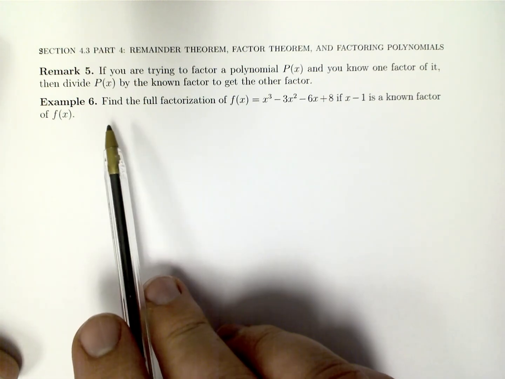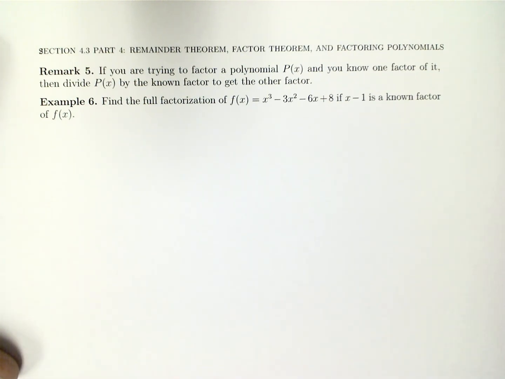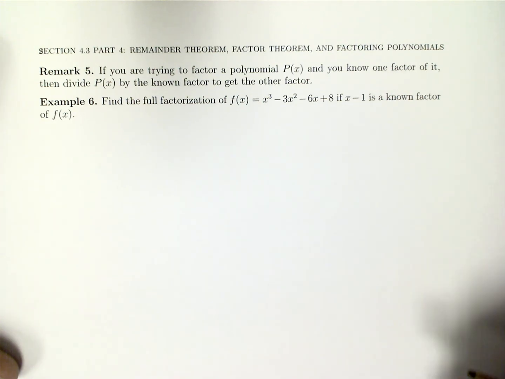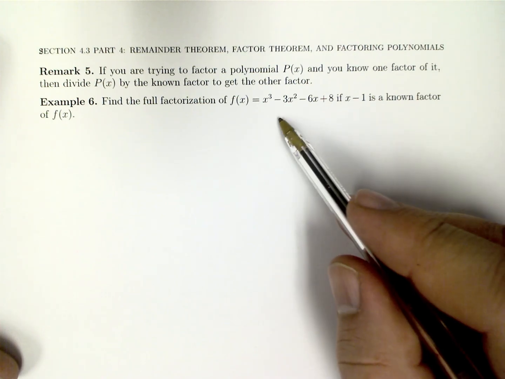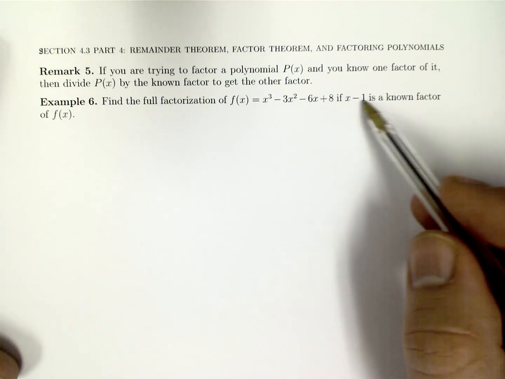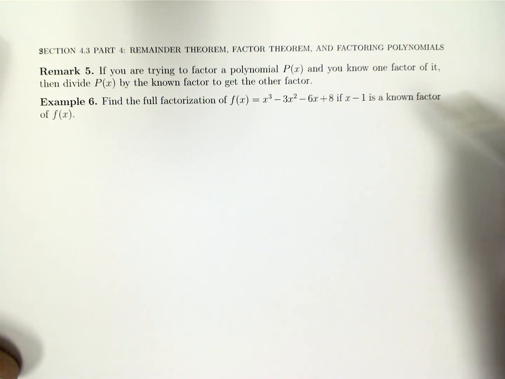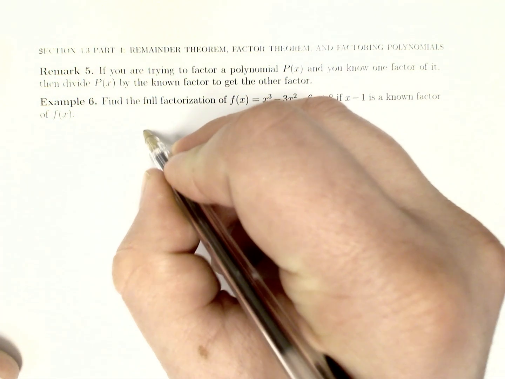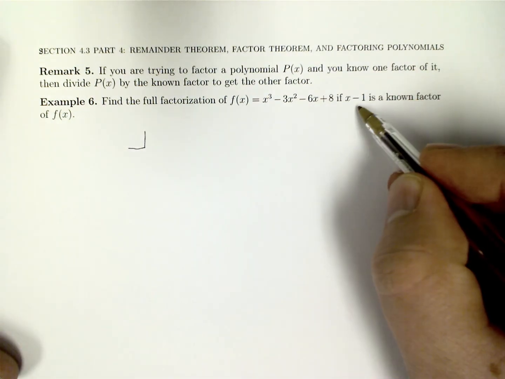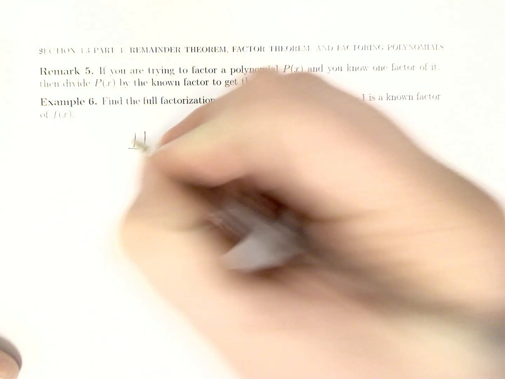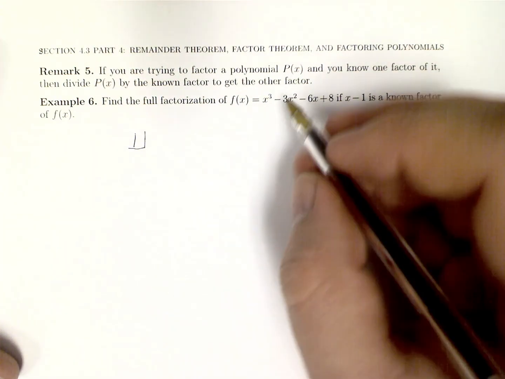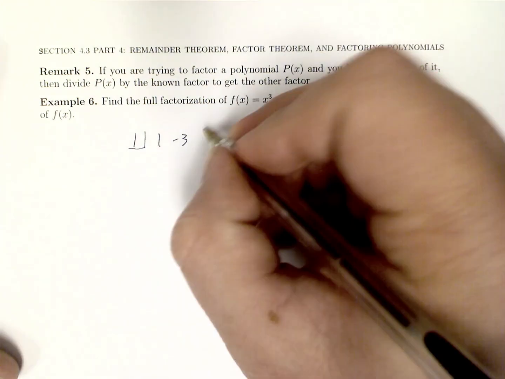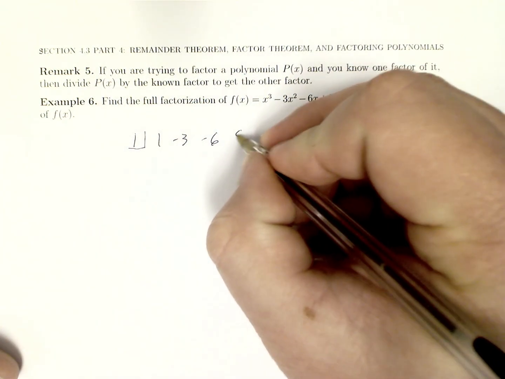How could we find the full factorization? Well, we can divide. So x minus 1 is a known factor, and so we're going to divide. You can do polynomial division, but x minus 1 satisfies the form for synthetic division. So because this is x minus 1, we're going to put the opposite sign, so 1. Our coefficients of this polynomial are 1, negative 3, negative 6, and positive 8.